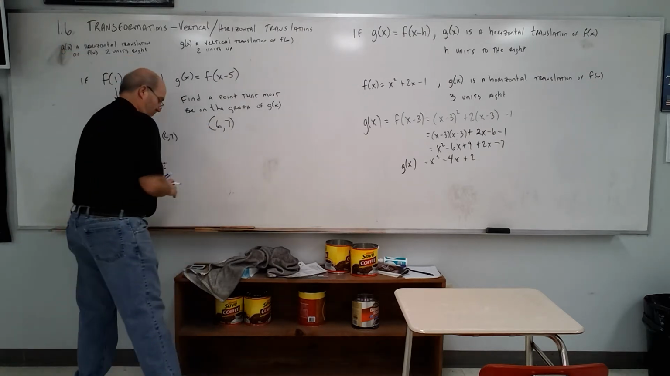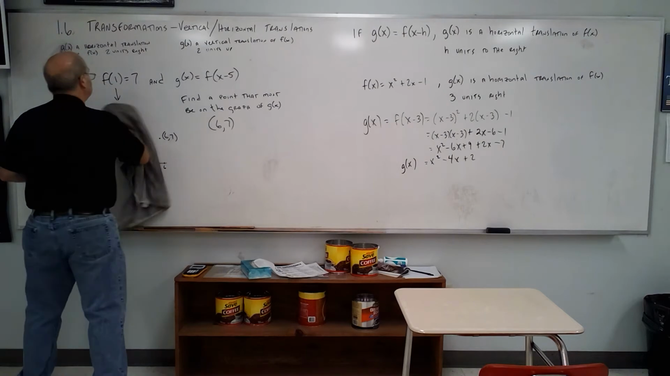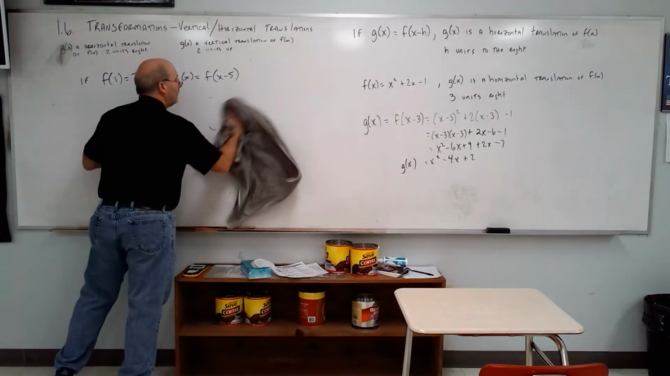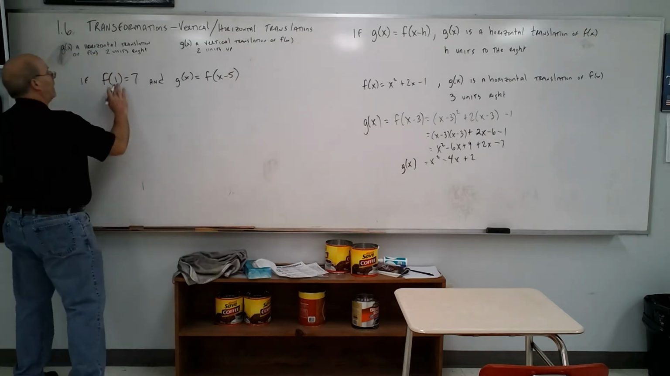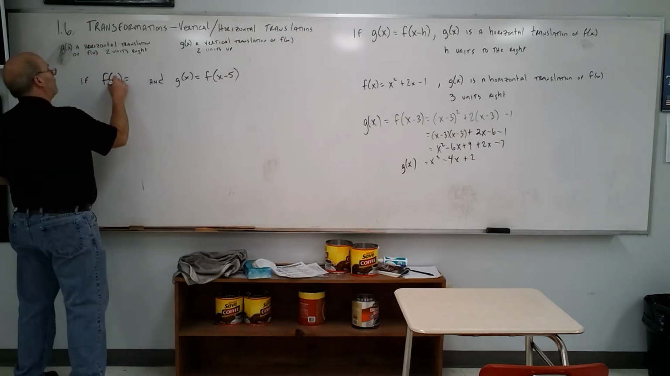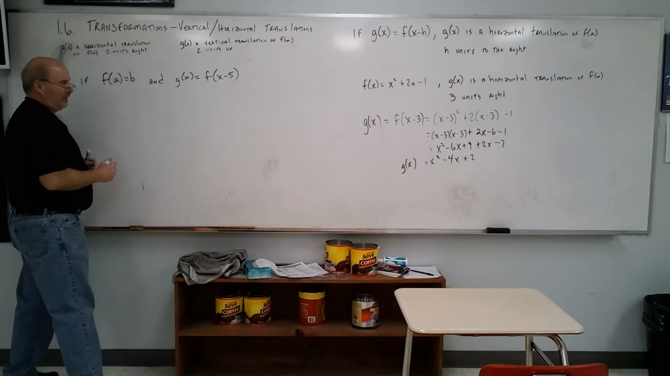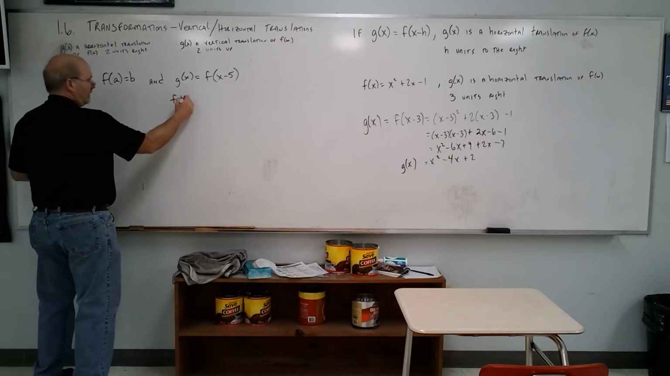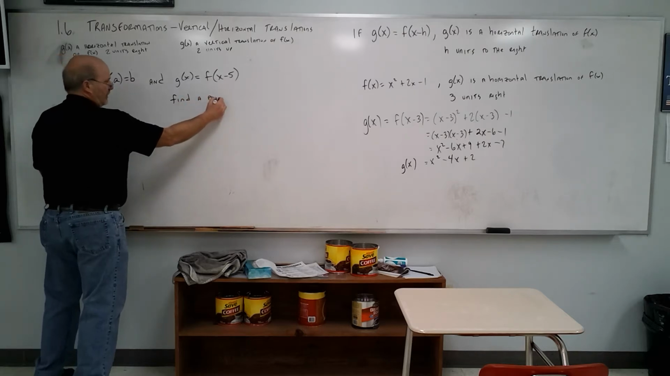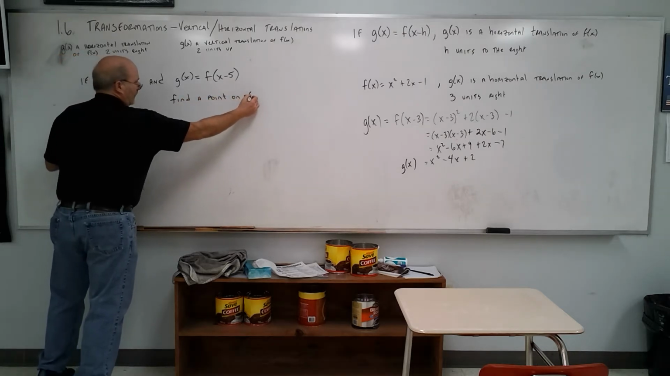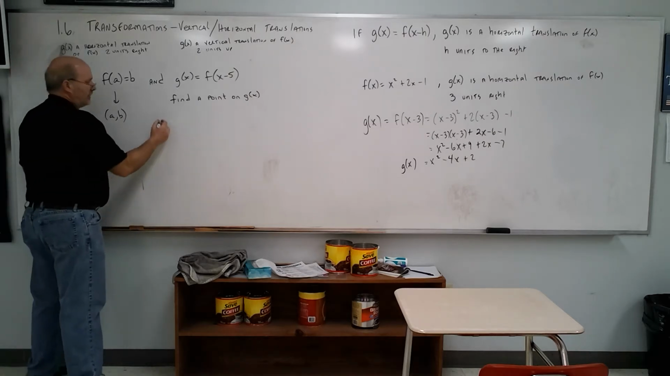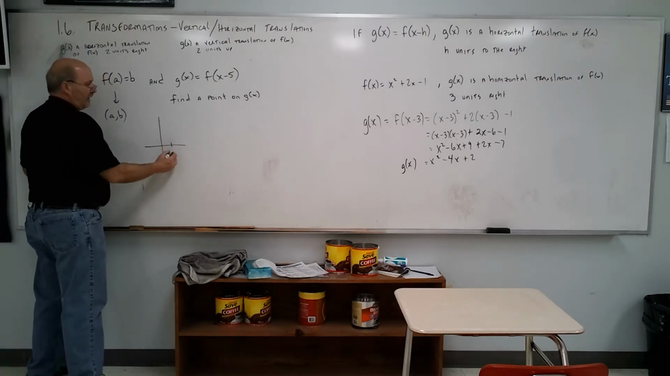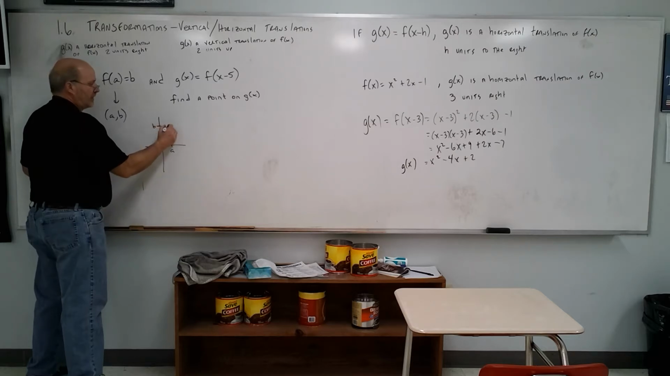I may tell you that there's an arbitrary point on f of x. I could say that f of a equals b, and you don't know what a and b are. Find a point that must be on g of x. This tells you the point a, b is on f of x. And so, we don't know what a and b are. We can let it be anything to give us an illustration of this.